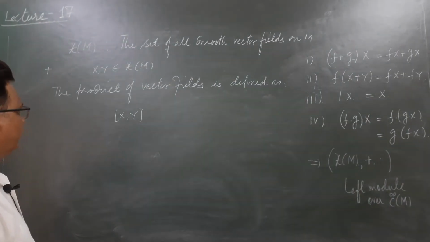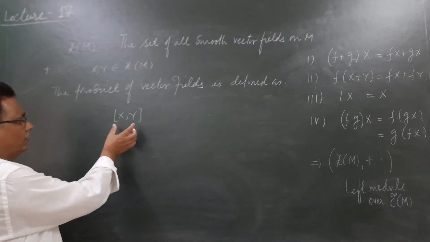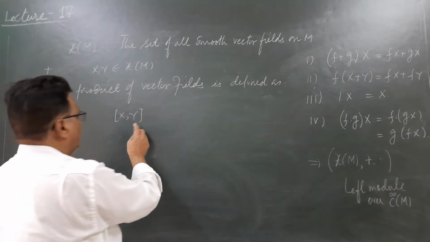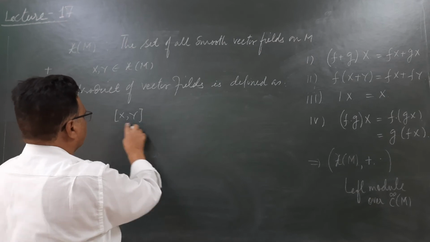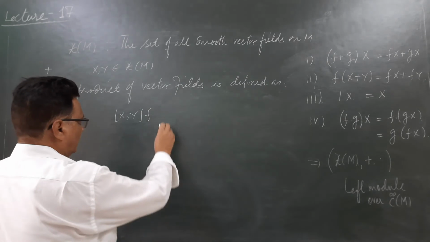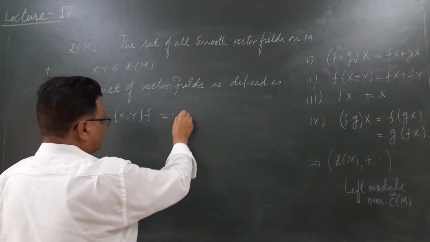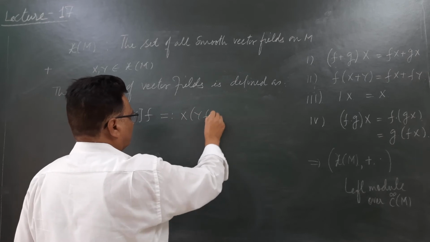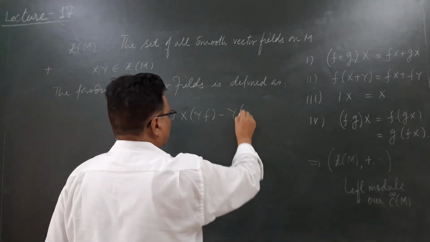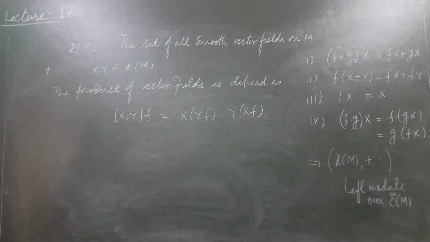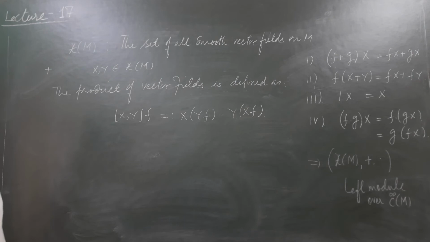If there are two vector fields x and y, I will denote their product by Lie bracket x y. And if it is a vector field, once again it must operate on functions. And we propose the definition as x y f minus y x f. First you see whether this expression makes sense or not.